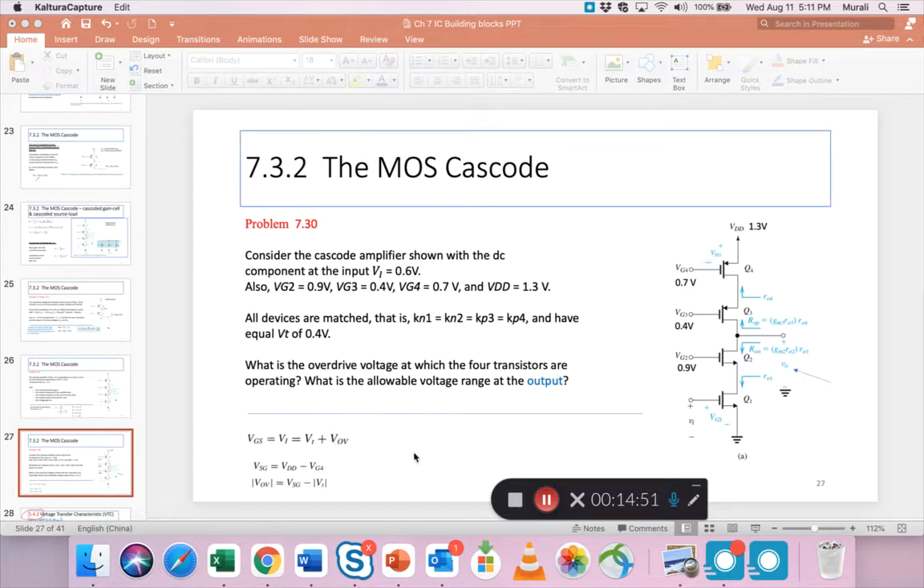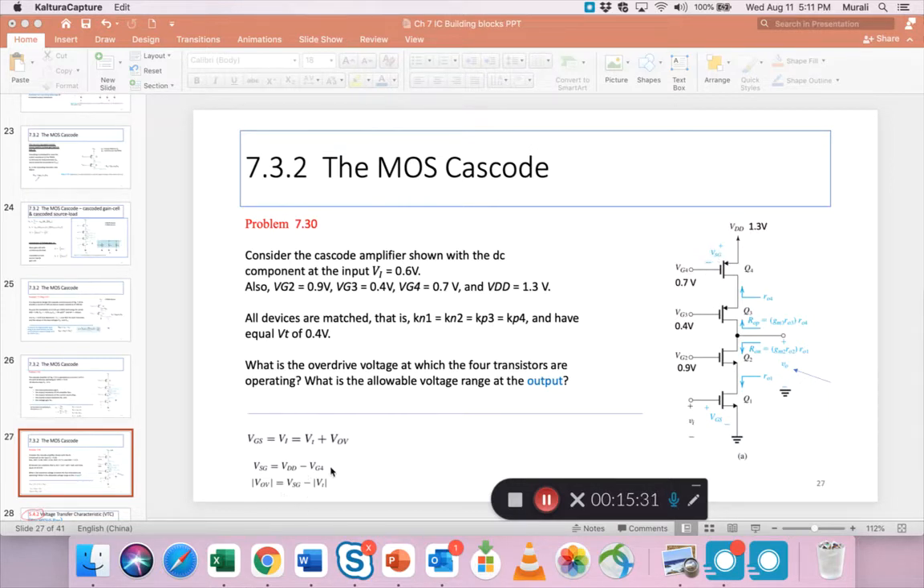So VGS, which is V input, the DC portion, is VT plus VOV, right? You should know this by now. So from here we can find VOV. Another formula you can use here to find VOV, they should all be the same anyway, but here's another one to check. VSG here, this is PMOS, so the reverse formula, VSG is VDD minus VG4, right? That's another formula.